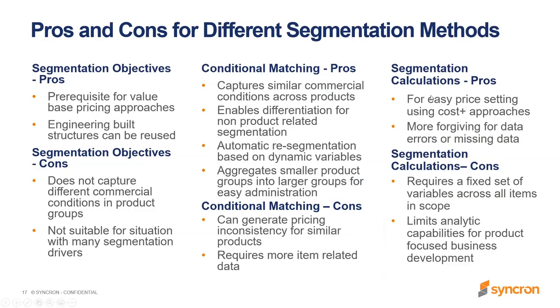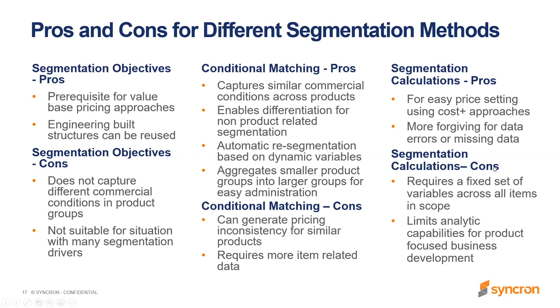So the pro is it's really easy price setting using a cost plus approach. In the end, you're quite limited to cost plus. But it's also more forgiving for data errors or missing data. Okay, if we're missing a data point, we don't get the score, but we still get a rough idea. It's not completely incorrect.